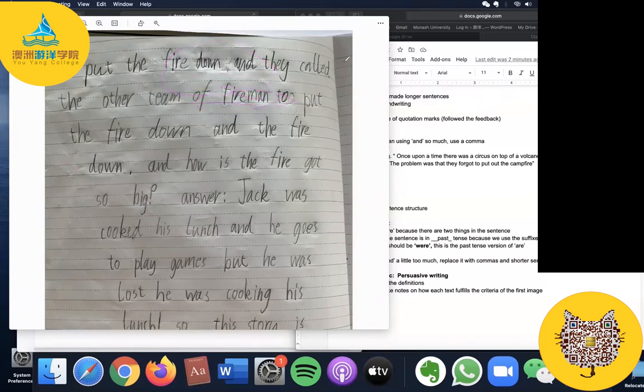All right. Okay, Lewis, you need to read this sentence to me. Read the whole sentence, please. Okay, to put the fire down, and they called the other team of firemen, and then two. Okay, and they call the other team of firemen to put the fire down. It should be a double O, not just one O. Why is that? Why should it be a double O? Because a double O, that means, I don't know.